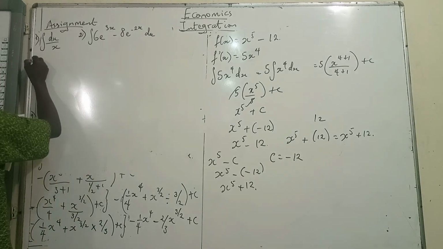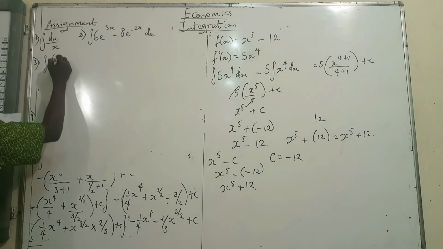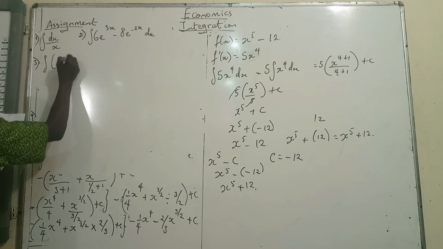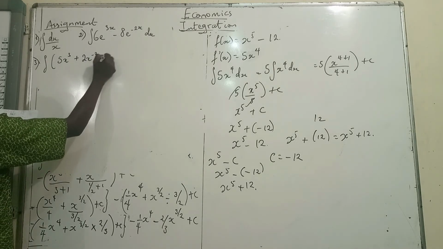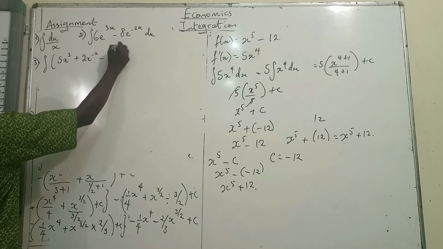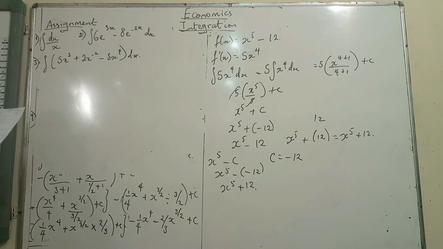And question 3, now I won't bombard you with too many questions. Question 3, you have the integral, I don't know if I have done this before, of 5x cubed plus 2x raised to the power minus 2 minus 3x raised to the power 4, dx. Yeah, does anyone think it looks like a tough one?